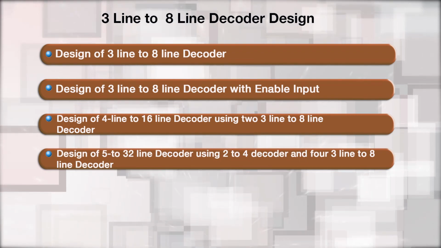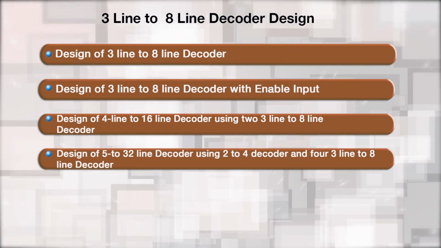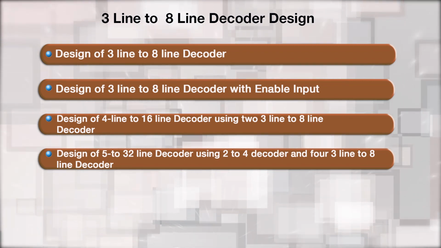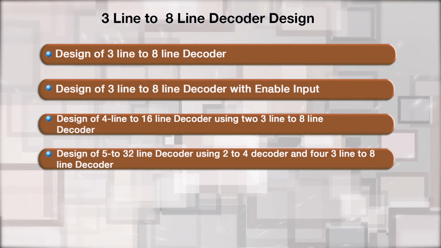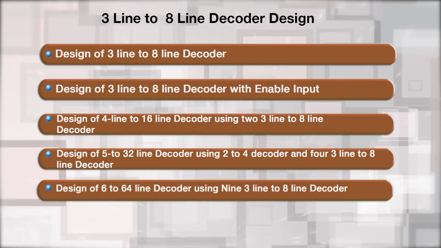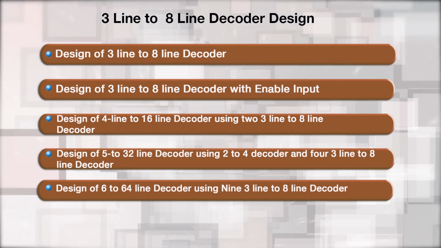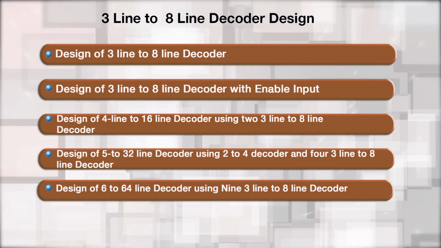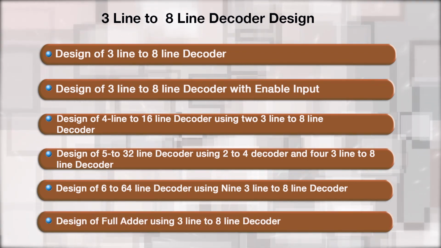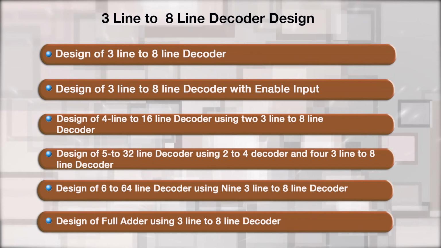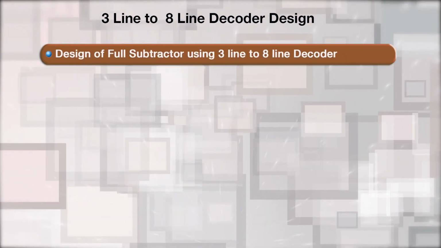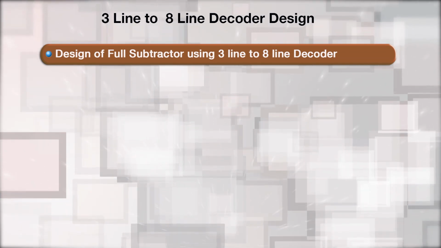Then next we will see 5 to 32 line decoder using 1 2 to 4 decoder and 4 3 to 8 line decoders. Then we will see the design of 6 to 64 line decoder using 9 3 to 8 line decoders. Then we will see the design of full adder using 3 to 8 decoder. Then we will see the design of full subtractor using 3 to 8 line decoder.